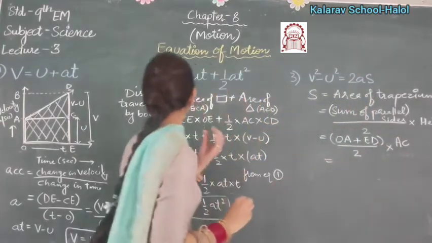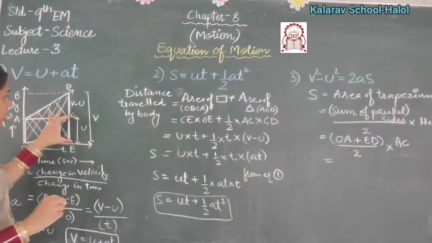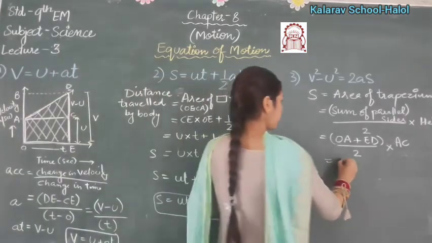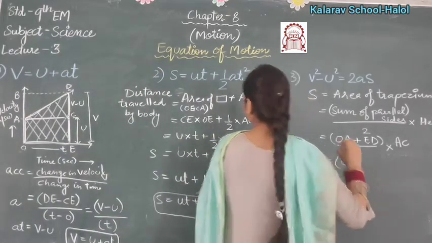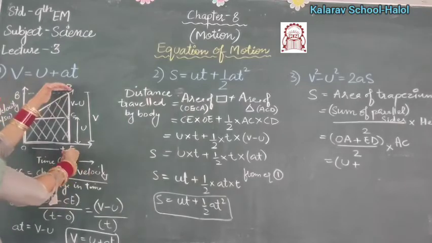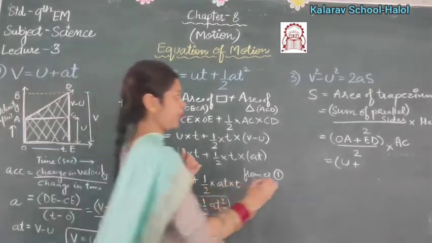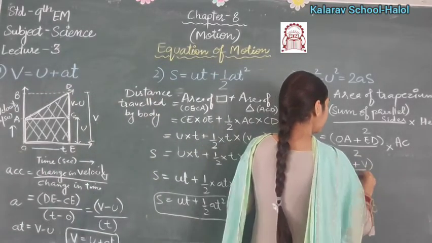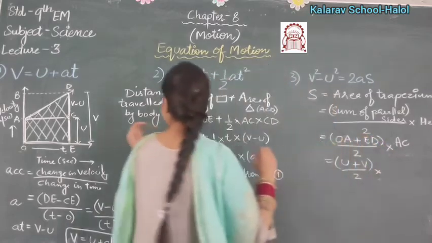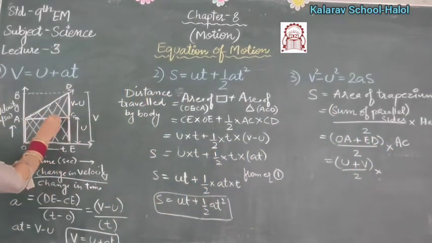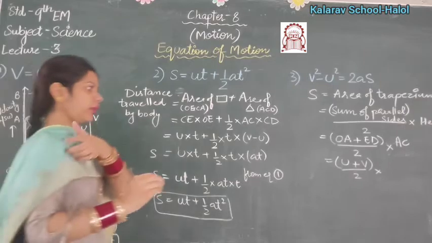So what is OA? OA is U. What is ED? ED is V. Divide by 2 into. What is AC? So here AC is T.